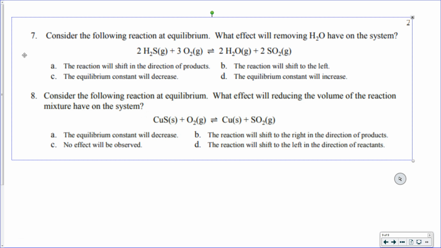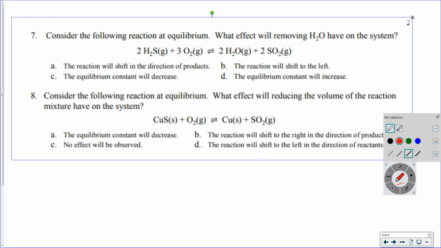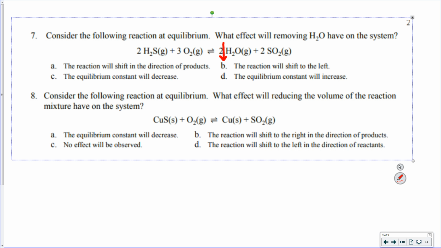So you got a system that's in equilibrium. What would be the effect of removing some water from the system? So I'm going to get rid of some of the H2O. Which way would it shift? Okay, it's going to shift in the forward direction. So towards the products. Be choice A. Yep. All right.